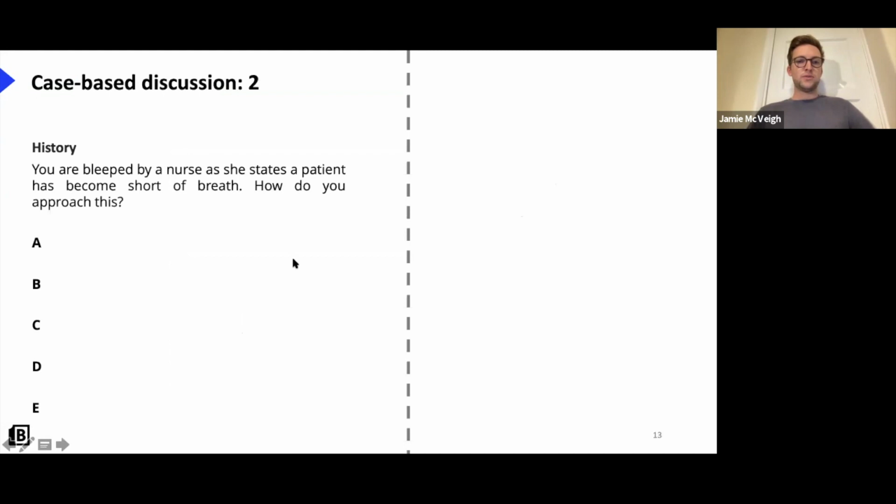So case number 2, I haven't put any of the ATV on here because I want you guys to think about it for yourself. So you are bleeped by a nurse as a patient on one of the wards has become short of breath. Let's say it's 11 p.m. at night and you are covering the wards. What are you going to do? What do you need to do there and then when you're speaking to the nurse?